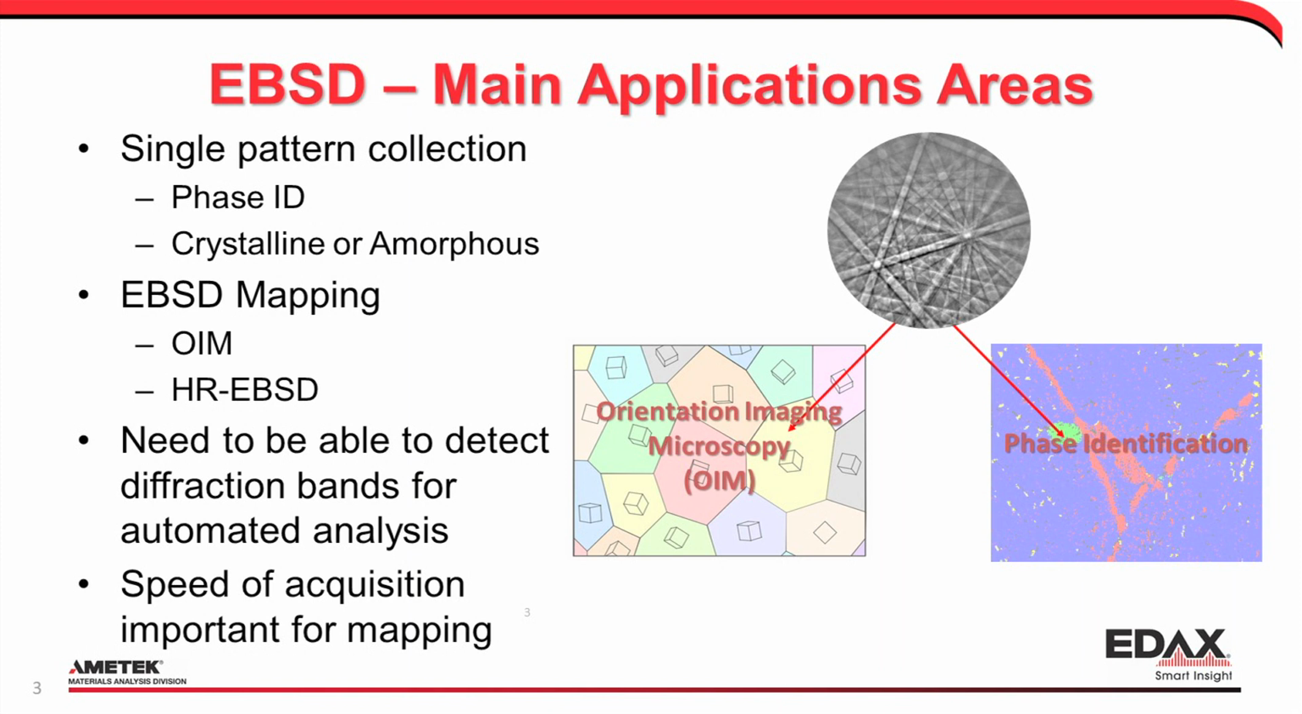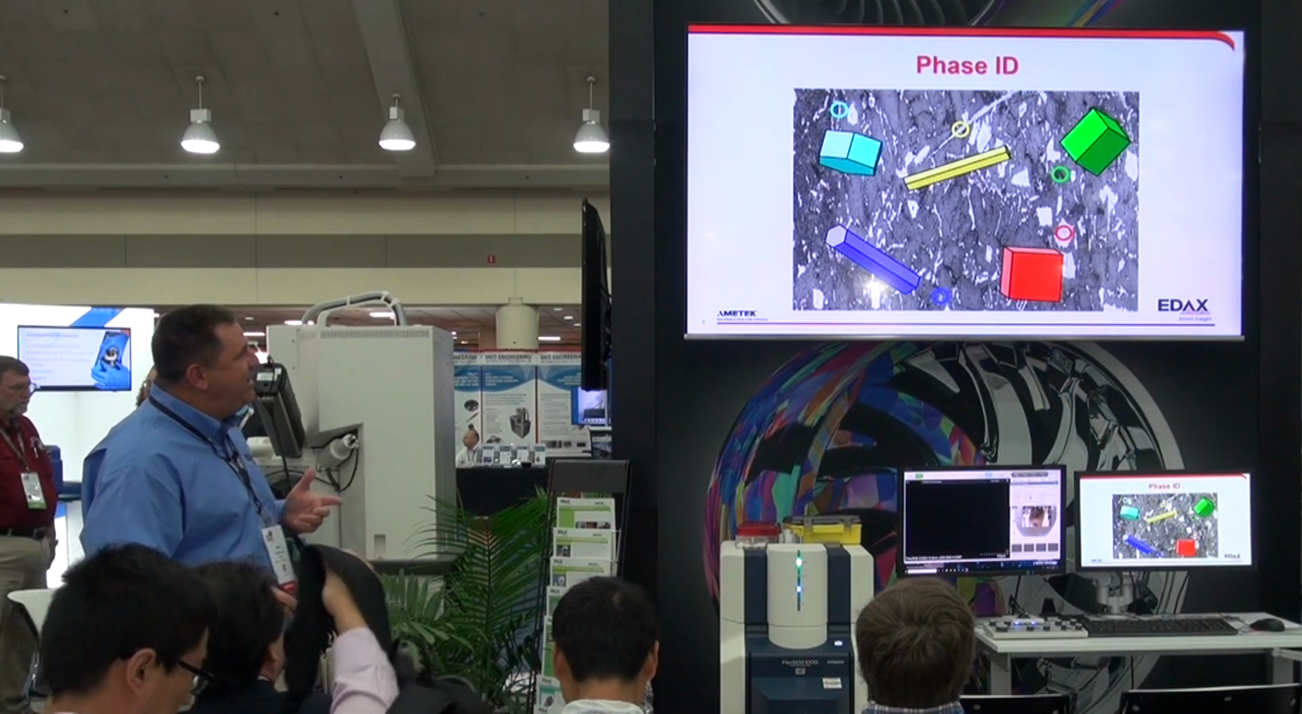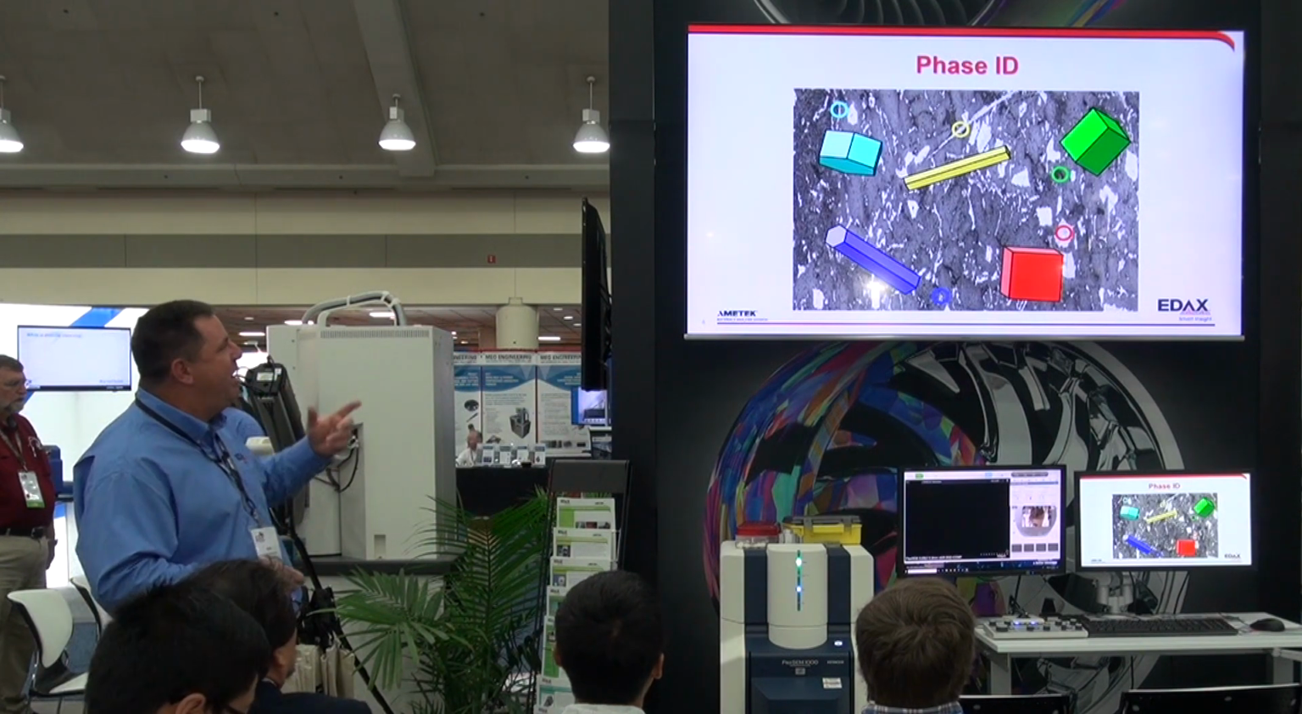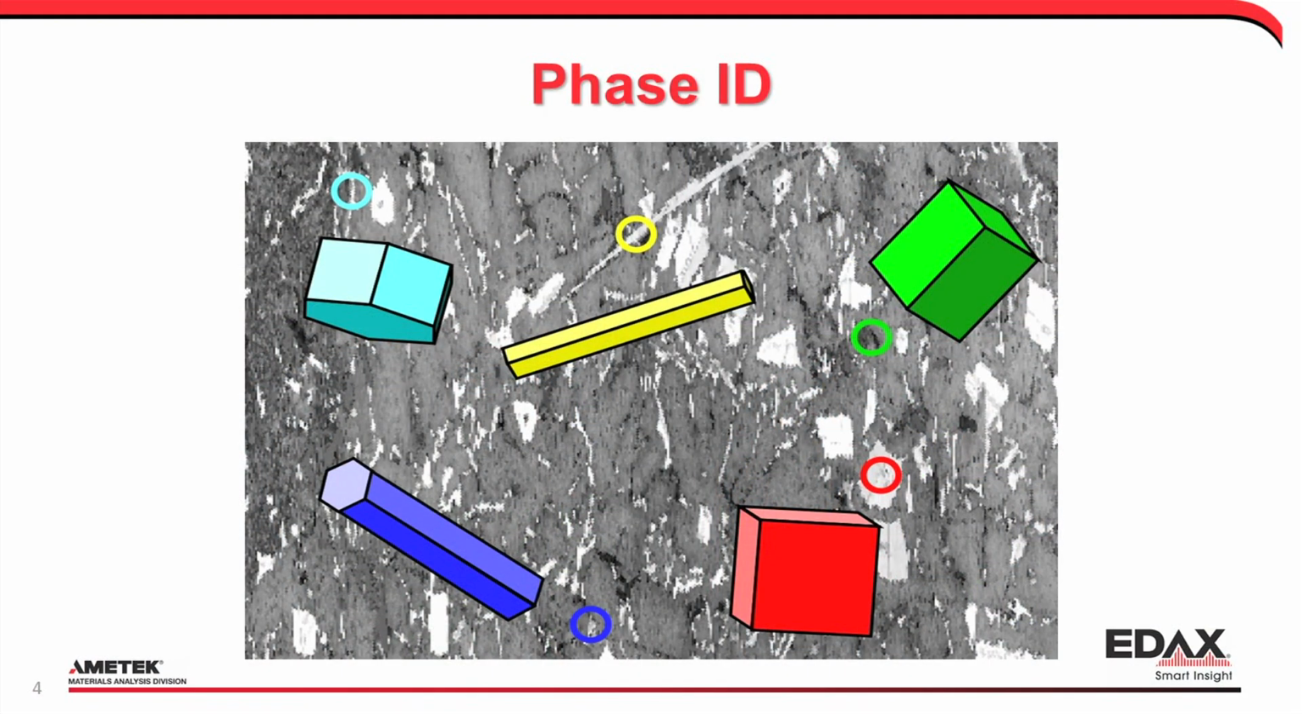Generally, when we collect an EBSD pattern, we need to be able to detect the diffraction bands for automated analysis. You know, we try not to do manual work. And of course, when we're doing this, the speed of acquisition is primarily important for mapping applications. For phase ID, this is a lot of point and click work where we point and click in different grains. We figure out what the crystal structure composition is to determine the phase.